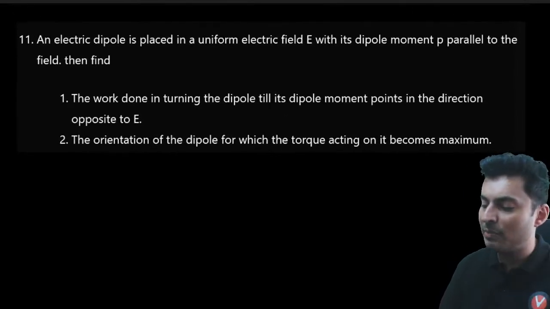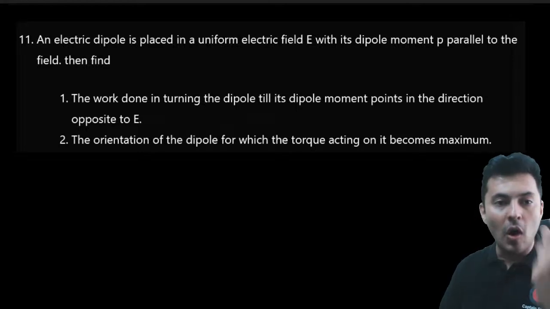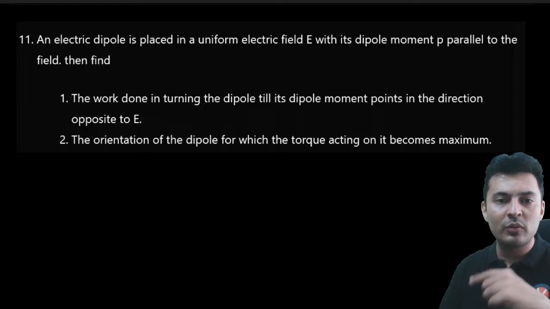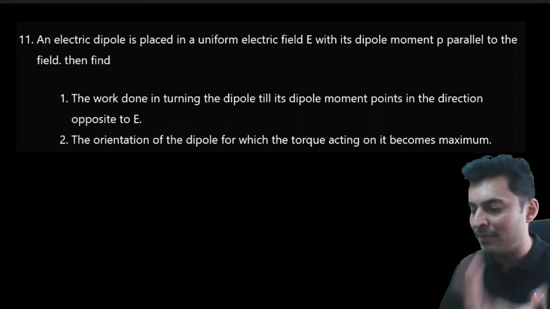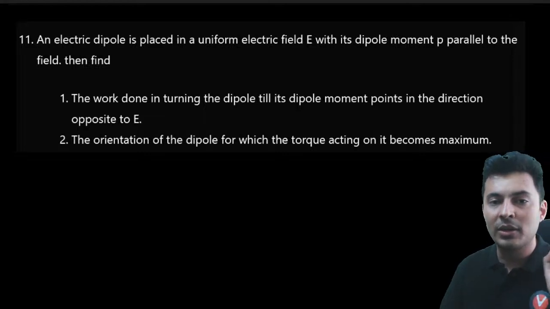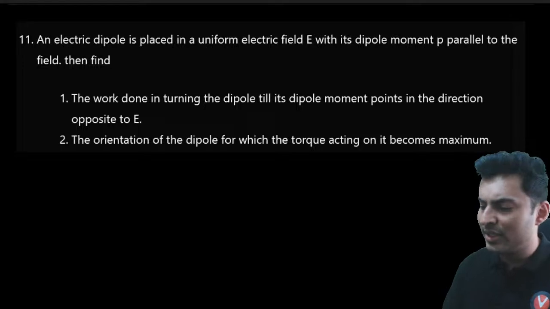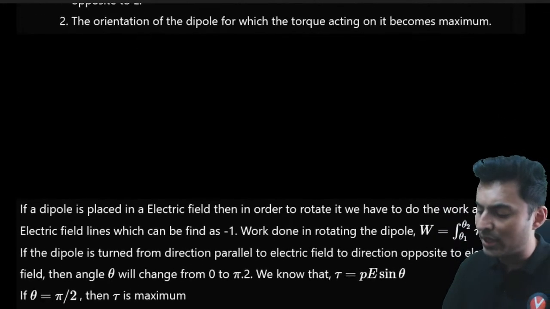An electric dipole is placed in a uniform field with its dipole moment parallel to the field. Find the work done in turning the dipole till its dipole points in the direction opposite. Also find the orientation of the dipole for which the torque acting on it becomes maximum. We have done some part of it some time back. The first part, I think we have not done. So let's do that.